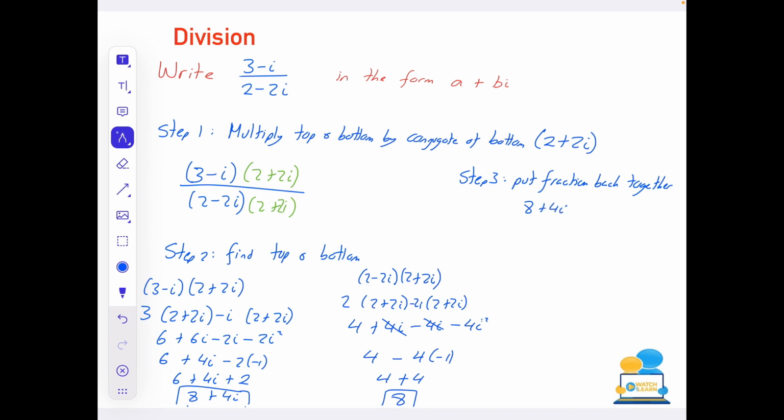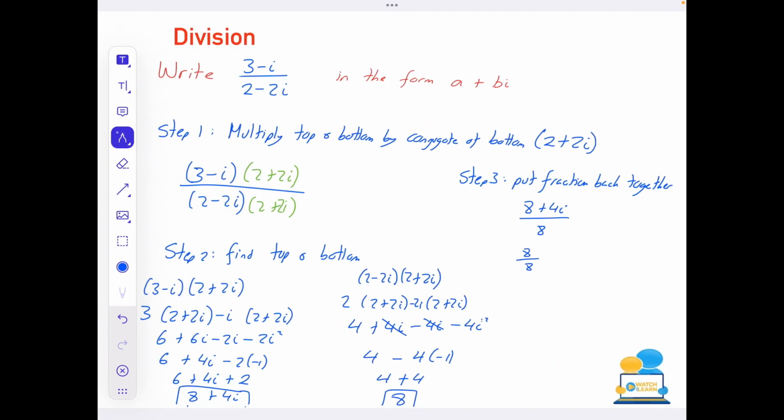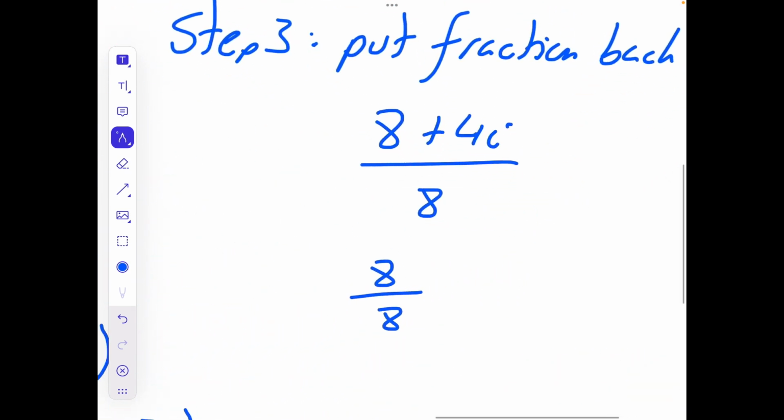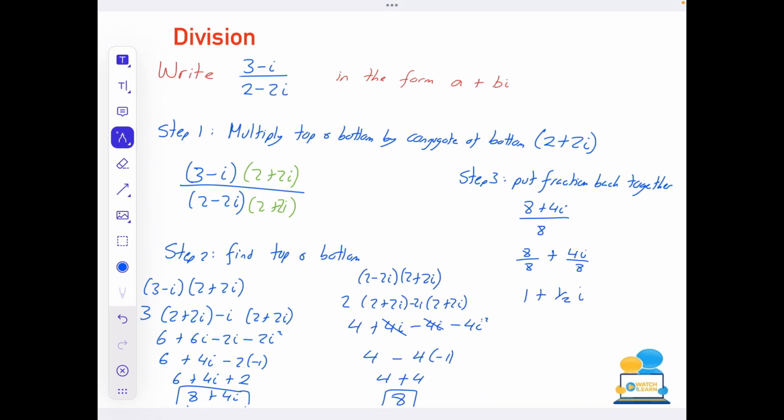Now I just need to put them back together. So it's going to be 8 plus 4i divided by 8. I can simplify that a little bit, so it's going to be 8 over 8 plus 4i over 8. 8 divided by 8 just gives me 1, and 4 divided by 8 gives me a half i.